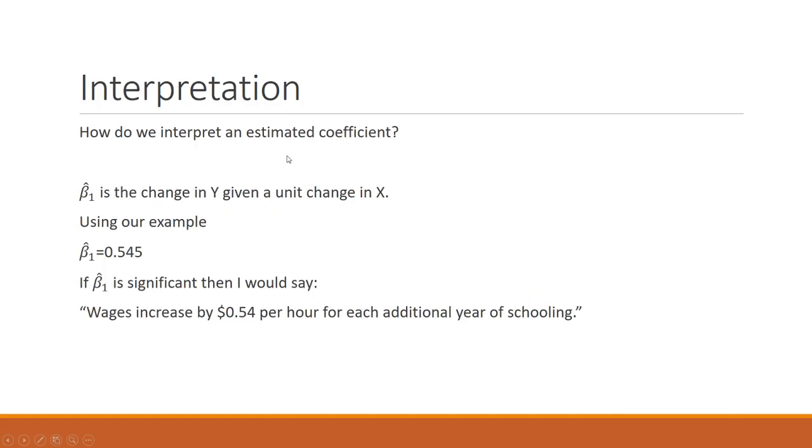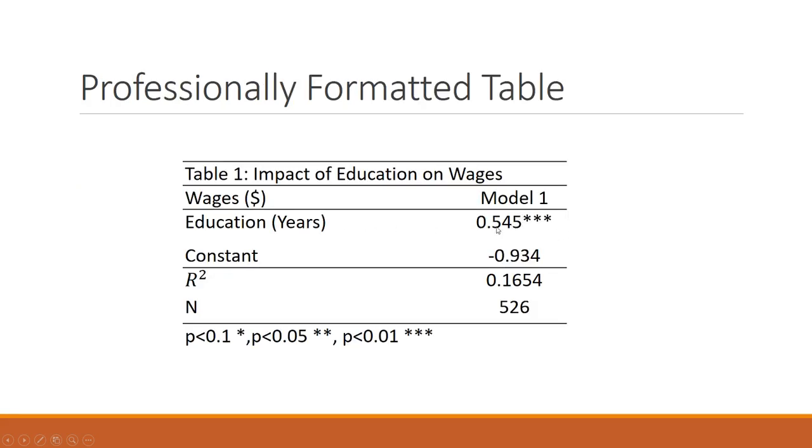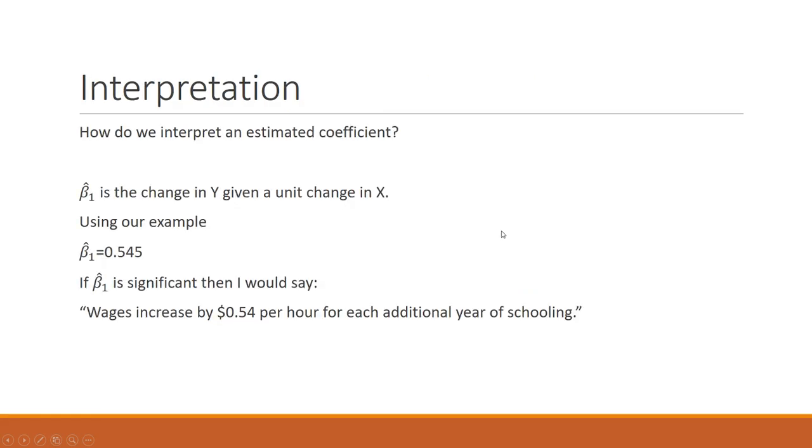All right, now let's review again. How do we interpret this estimated coefficient? We've just calculated an estimated coefficient. It's 0.545. That's the estimated coefficient, estimated beta 1 hat. How do we interpret that? Beta 1 hat is the change in y given a unit change in x. So in our example, as long as beta 1 hat is significant, then I would say wages increase by 54 cents per hour for each additional year of schooling. That's how I would interpret that coefficient.